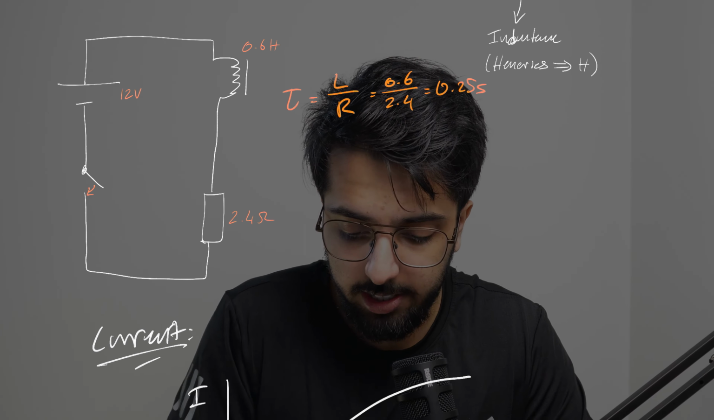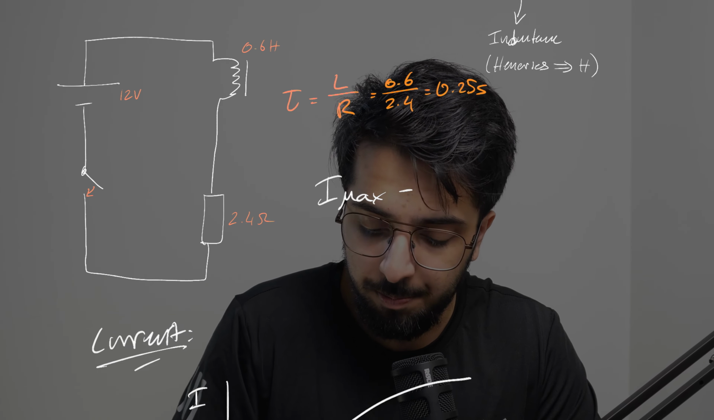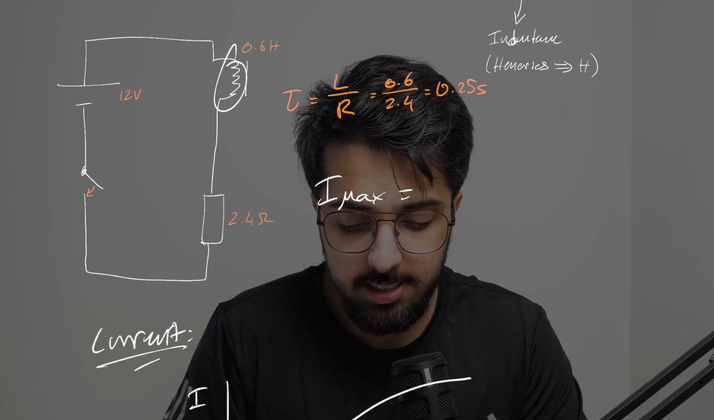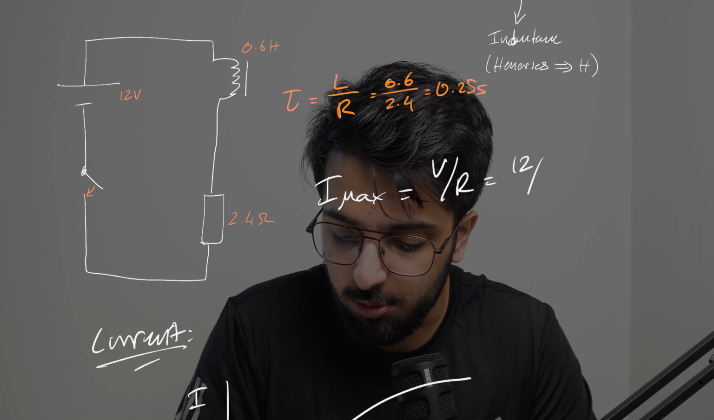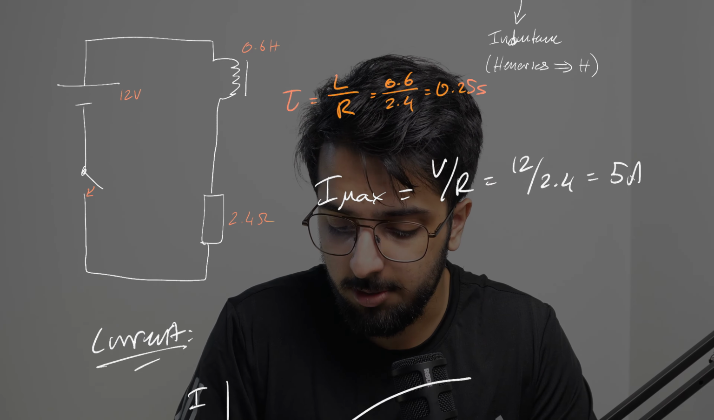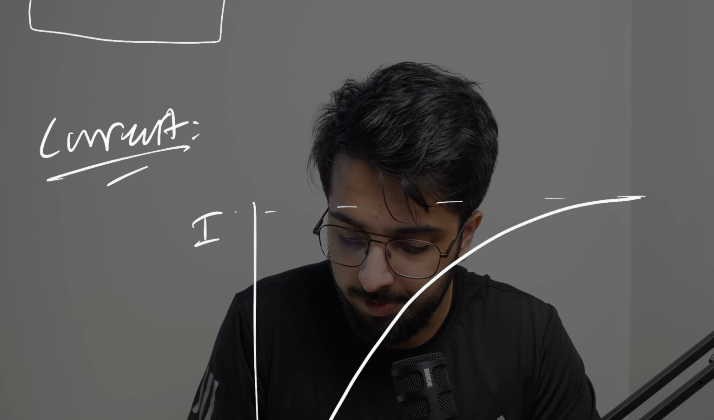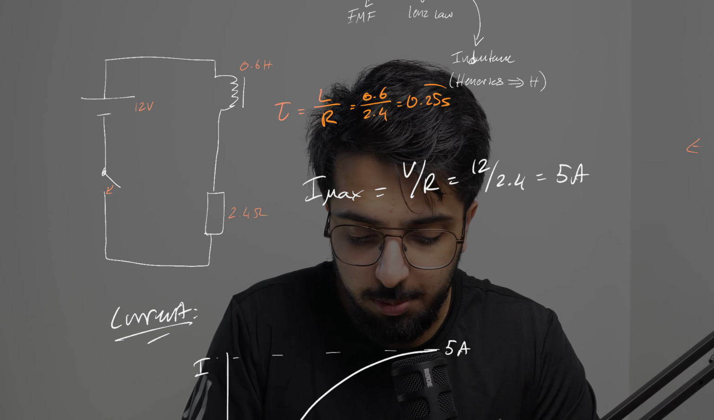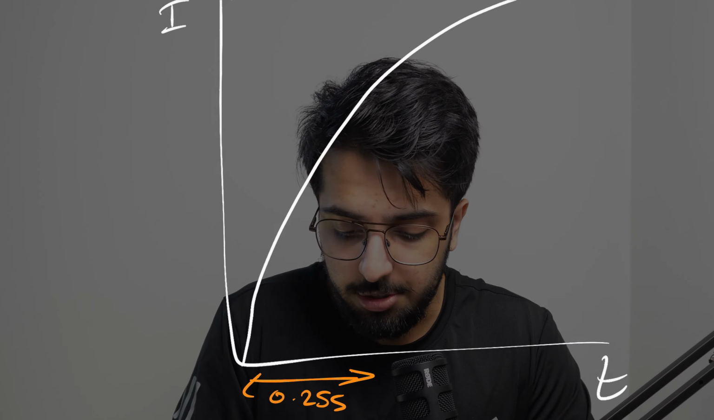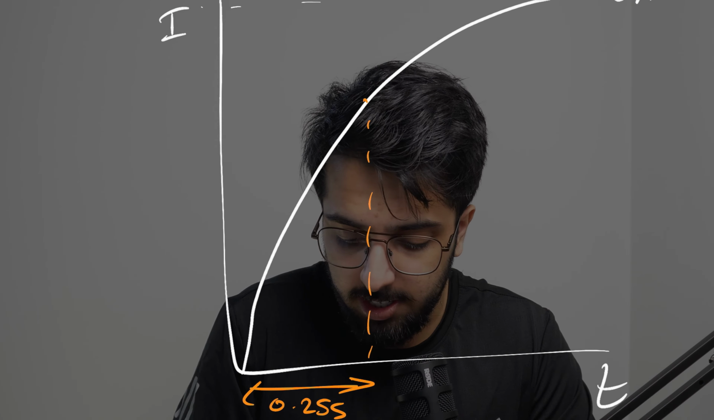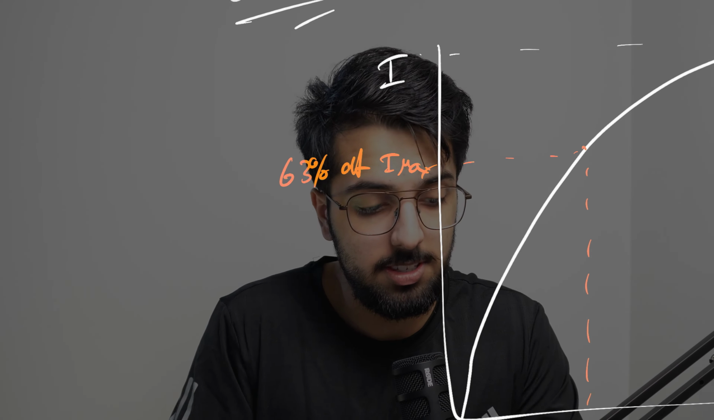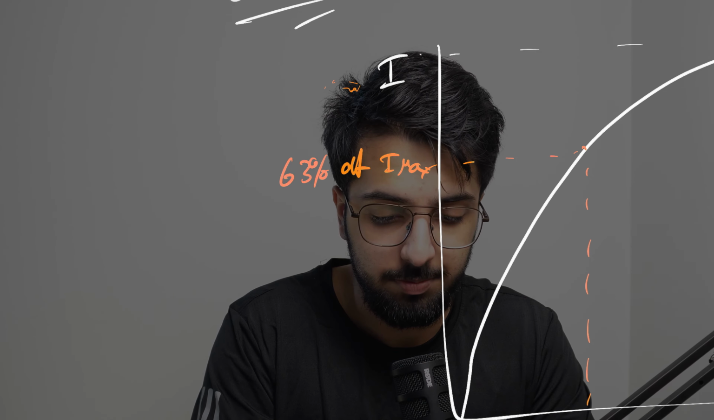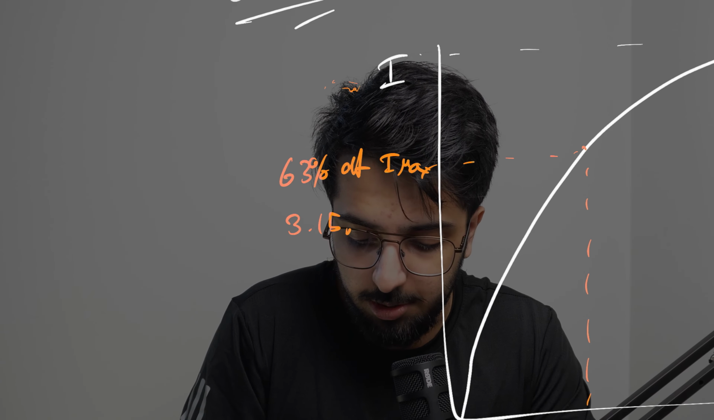In this case, we can actually calculate our I max, because we know that at max current, our inductor acts like an ideal wire. So our I max is just V over R, and we get 12 over 2.4, which gives 5 amps. So we can say that this value right here is 5 amps. Also, we have our time constant of 0.25 seconds. After 0.25 seconds, we reach 63% of I max, and 63% of 5 is 3.15 amps.